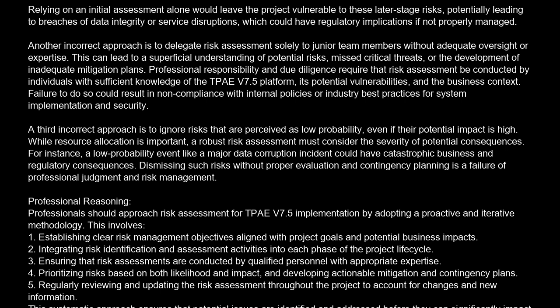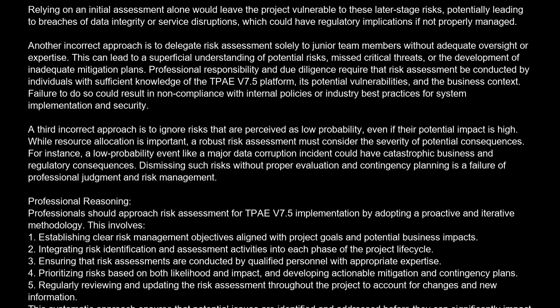Another incorrect approach is to delegate risk assessment solely to junior team members without adequate oversight or expertise. This can lead to a superficial understanding of potential risks, missed critical threats, or the development of inadequate mitigation plans. Professional responsibility and due diligence require that risk assessment be conducted by individuals with sufficient knowledge of the TPV7-5 platform, its potential vulnerabilities, and the business context. Failure to do so could result in non-compliance with internal policies or industry best practices for system implementation and security.